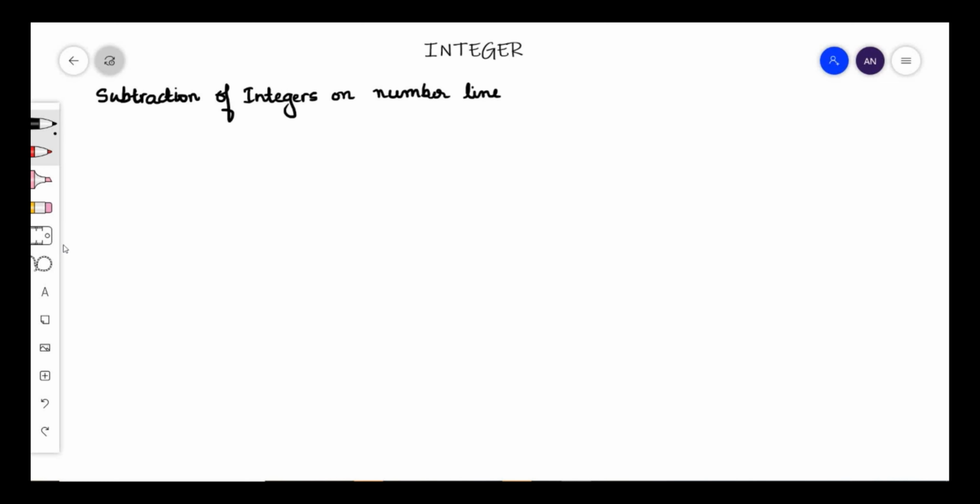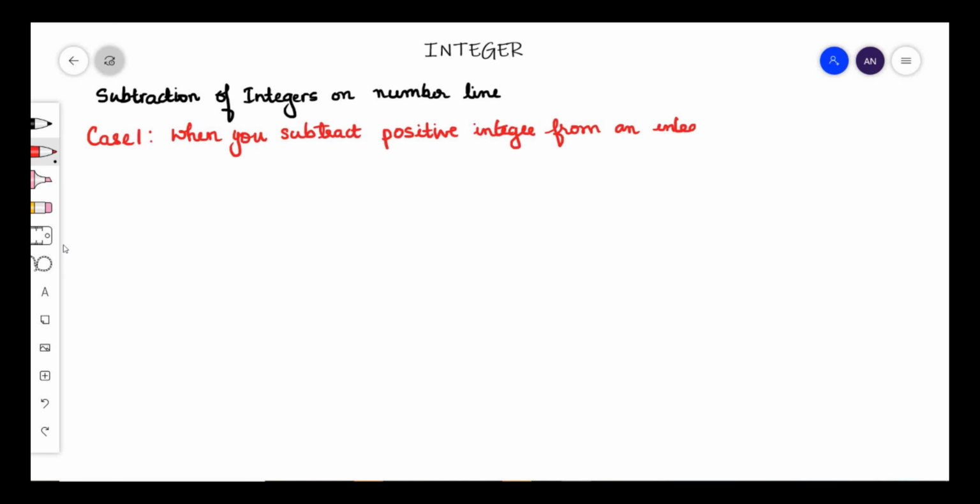Okay, so there are two cases. Case one is when you subtract a positive integer from any integer: always move to your left.